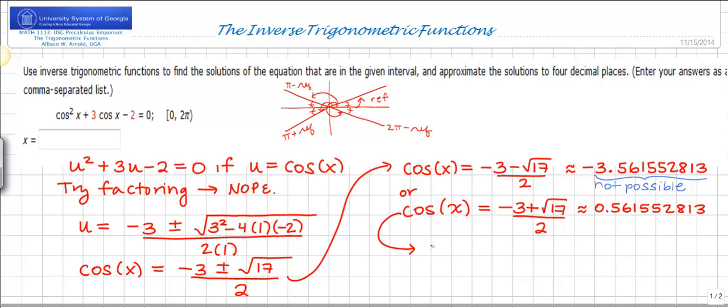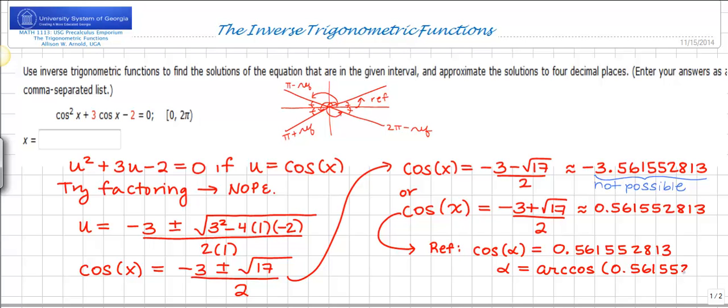Your reference angle is the angle in quadrant 1 whose cosine value is the positive number. Now this number is already positive, okay? So there's no mystery here. But if it were negative, I would still consider the positive value to get my reference angle, because if it's positive and in the correct range of cosine, and therefore the domain of inverse cosine, then its inverse cosine value is the reference angle.